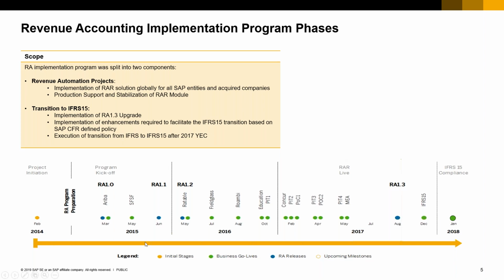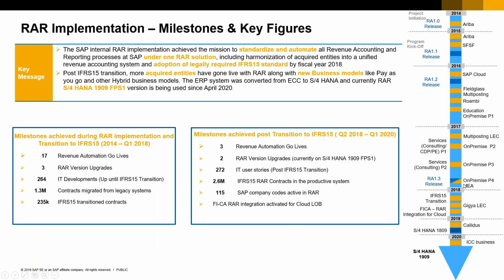Okay, so this is just the implementation. It gives you the timelines between 2014 and 2018. So this was when we converted from ECC to S4HANA, early August 2019. Then in April, we upgraded from 1809 to 1909. Great, thanks.